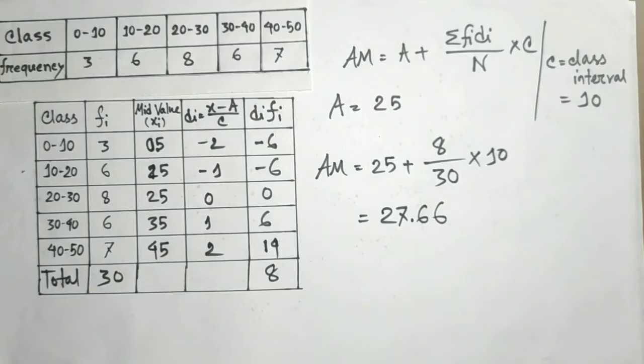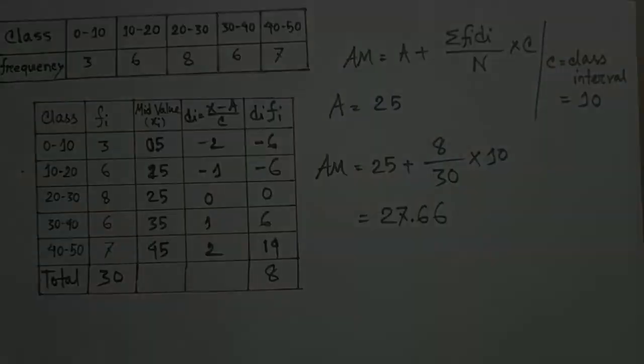As you can see, we got the same result as the direct method of arithmetic mean for grouped data. That means we will get the same result for the arithmetic mean of grouped or discrete data for any kind of method used to solve it.